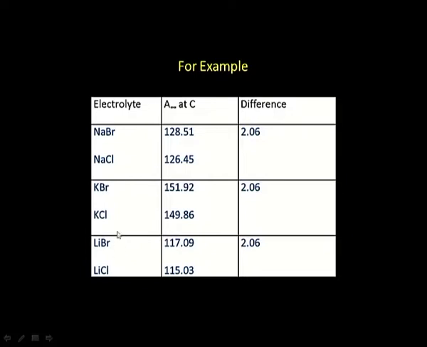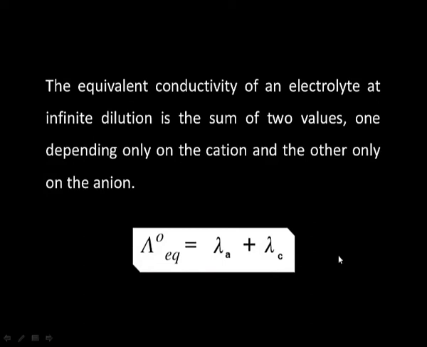Similarly, if we now replace sodium or potassium by lithium, the values are 117.09, 115.03 and the difference is again 2.06. The equivalent conductivity of an electrolyte at infinite dilution is the sum of two values, one depending only on the cation and the other only on the anion. We can write it as lambda infinity equivalent is equal to lambda A plus lambda C.